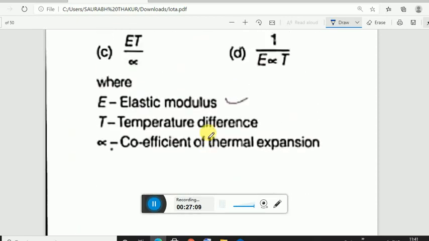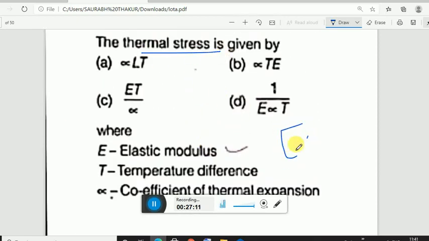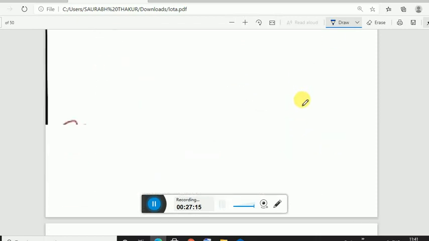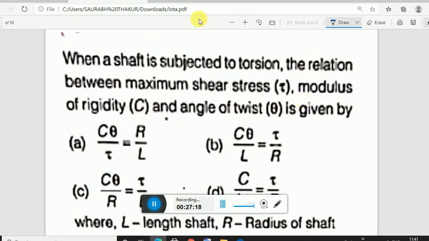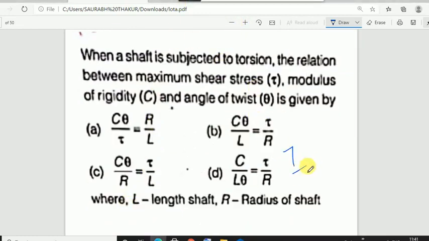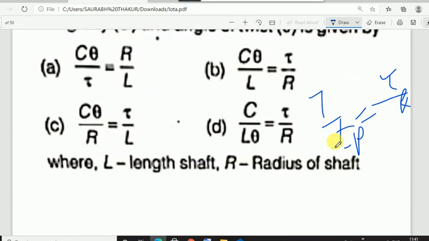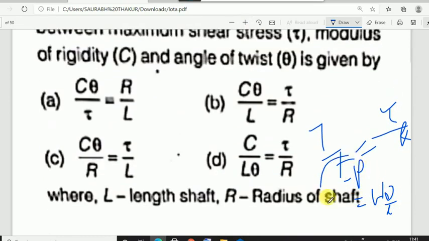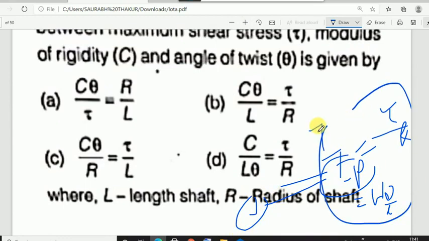Okay. Now thermal stress is E alpha delta T. Your correct answer would be that. Actually, again, if the relation is given, T by Ip equals tau by R, equals G theta by L. Okay. Ip can also be written as J. Everything is given. You can find the relation from here.